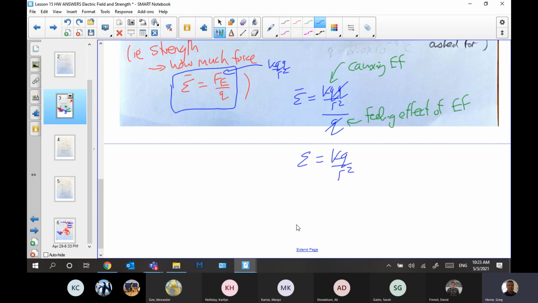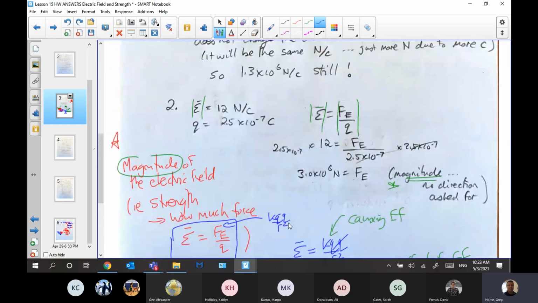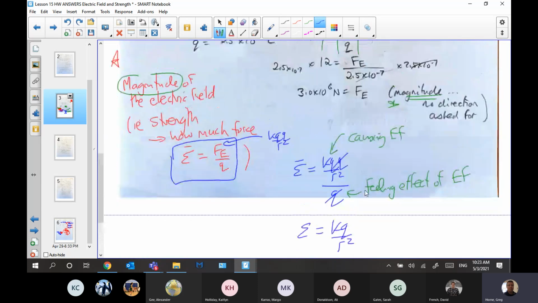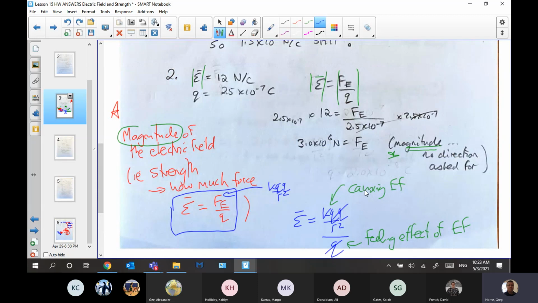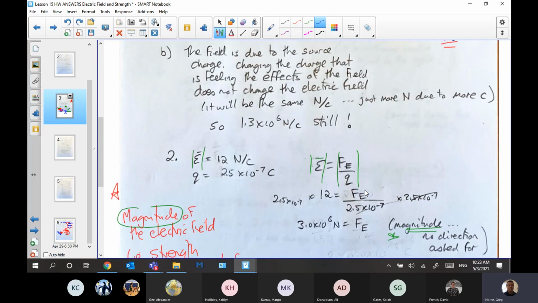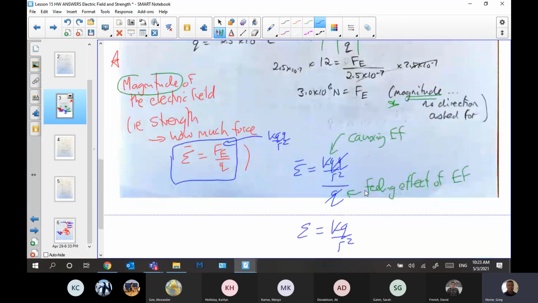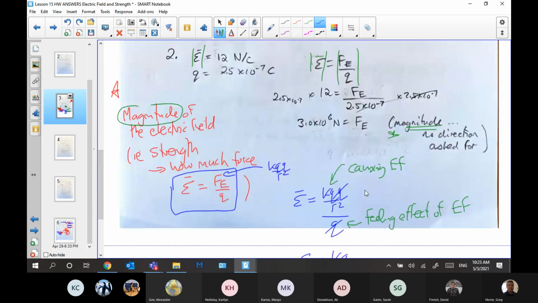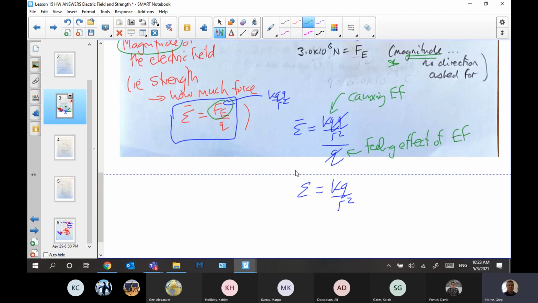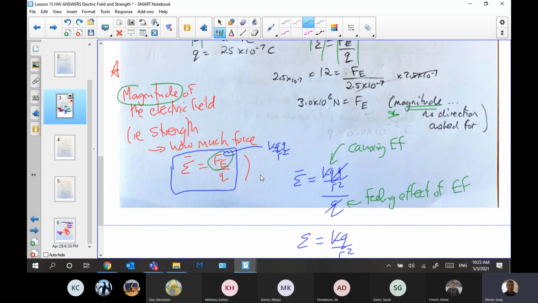So when you're looking at doing this question, how did you know to use F_E over q instead of kq over r squared? Well, it's because they gave us the force value. They actually gave us the force. So the number they gave us is the actual force itself, versus in this one, of course, you can tell we don't have force. We have force per charge and so on. So anyways, I hope that helps a little bit.